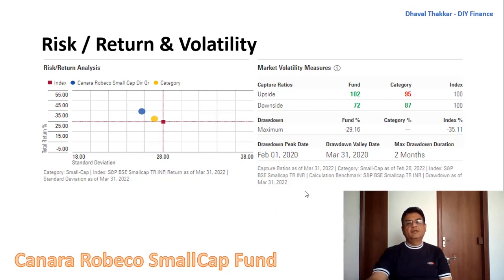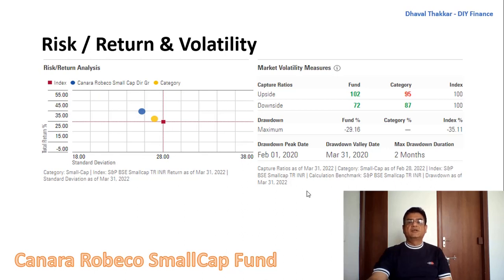The second one, the downside capture ratio, is the measure of how the fund performed relative to the index during the period when the index has dropped. Here, the value is 72, which indicates that the fund declined only 72% as compared to the index during the fall period. Here, lower the value is better.